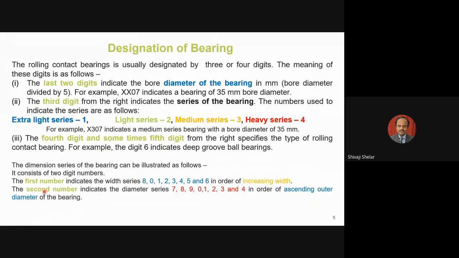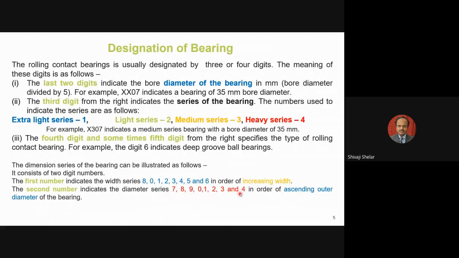Similarly, the second number indicates the diameter series. We can increase the outside diameter by keeping the inside diameter the same to vary the load carrying capacity of the bearing. What I have talked about in the series here are four light series 1, 2, 3, 4, but below that light series, extra light series are also there. That is 7, 8, 9, 0. So 7, 8, 9, 0, 1, 2, 3, 4 indicate the diameter series.